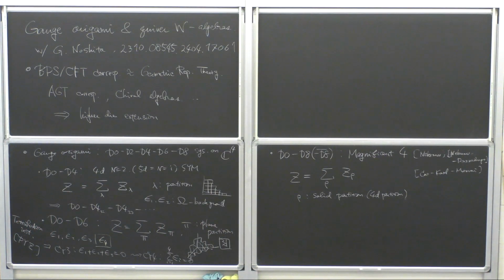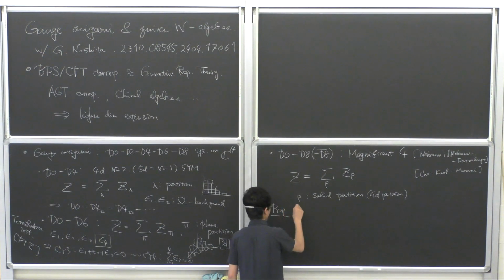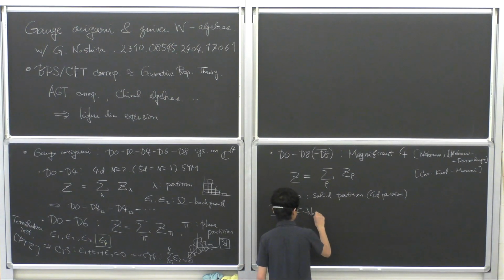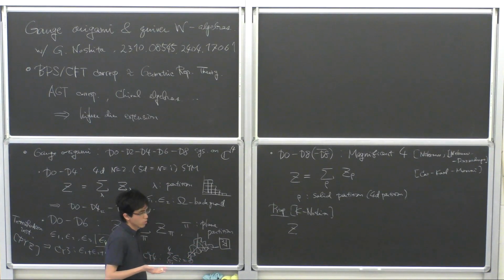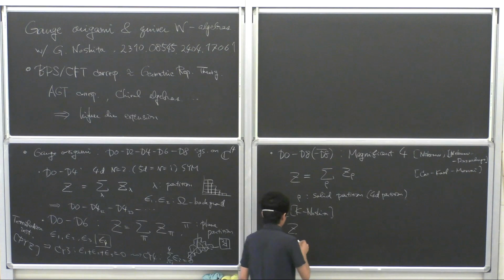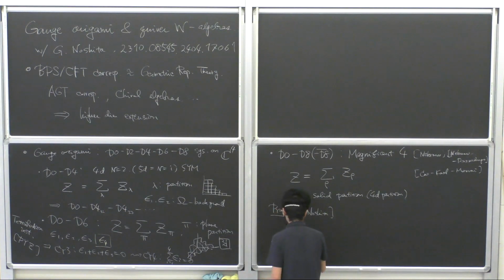So we can think about many combinations. Let me give you our result, the proposition. In general, we can compute the partition function of gauge origami using standard supersymmetric localization, etc. For example, we have the k-instanton sector, where k is the number of D0 branes.